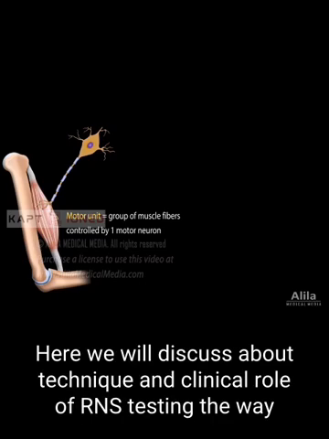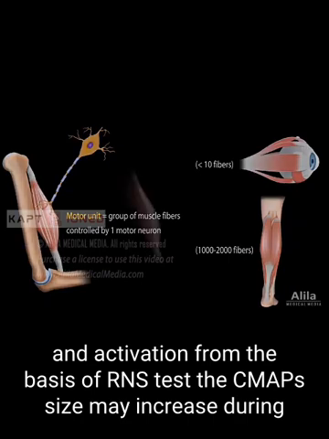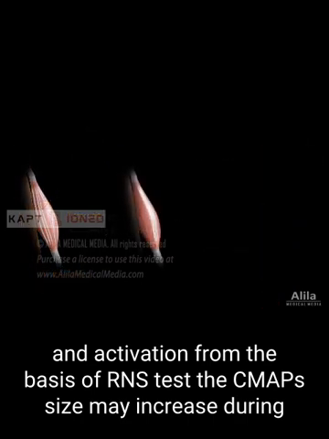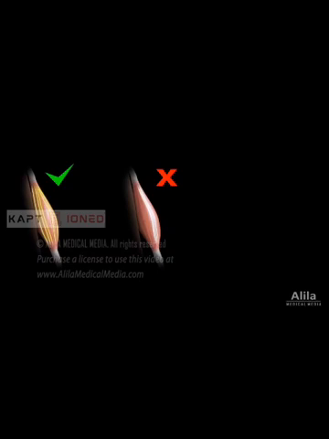Here we will discuss the technique and clinical role of RNS testing. The way in which compound muscle action potentials (CMAPs) change in response to nerve stimulation and activation forms the basis of an RNS test. The CMAP size may increase during high-frequency nerve stimulation or after voluntary activation.